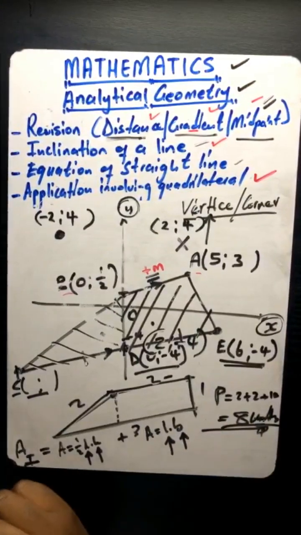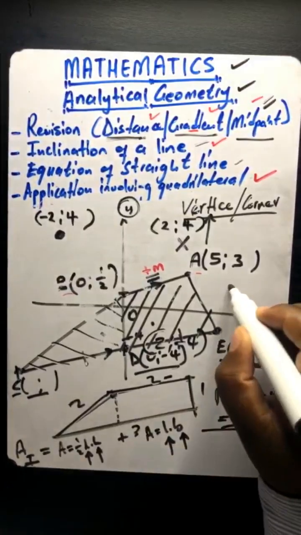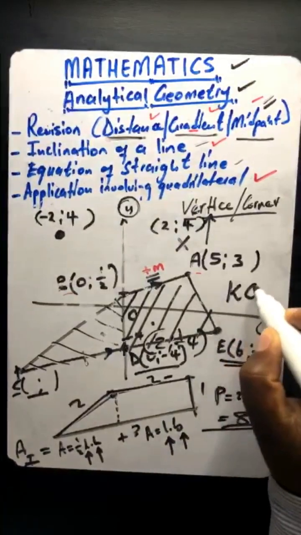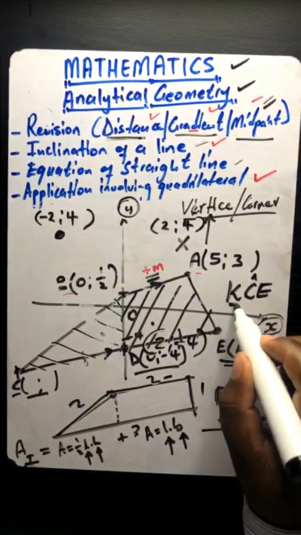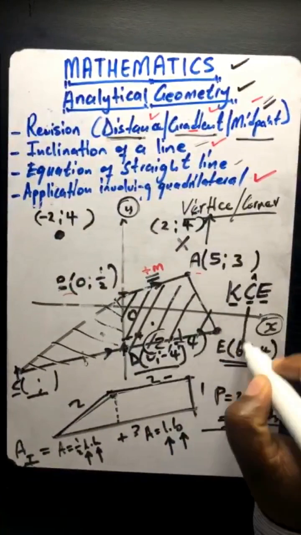The last one, calculate the size of angle KCE. This means in triangle KCE, find angle C.